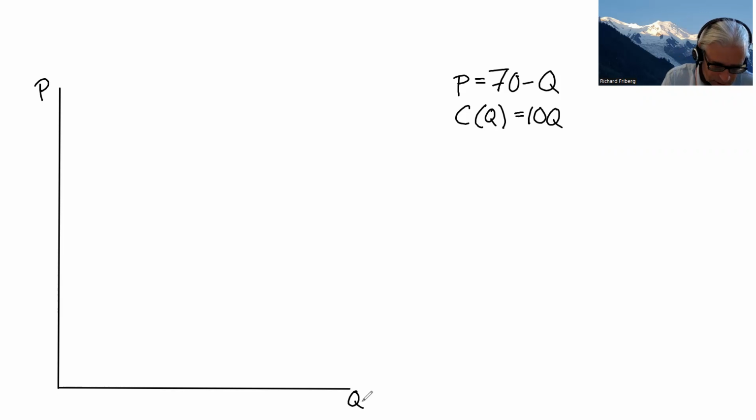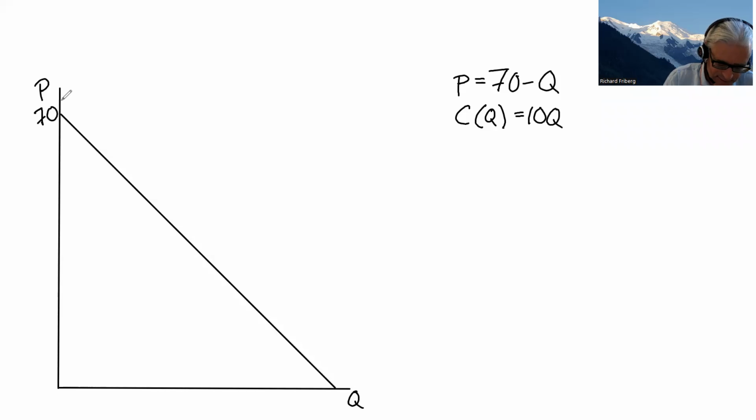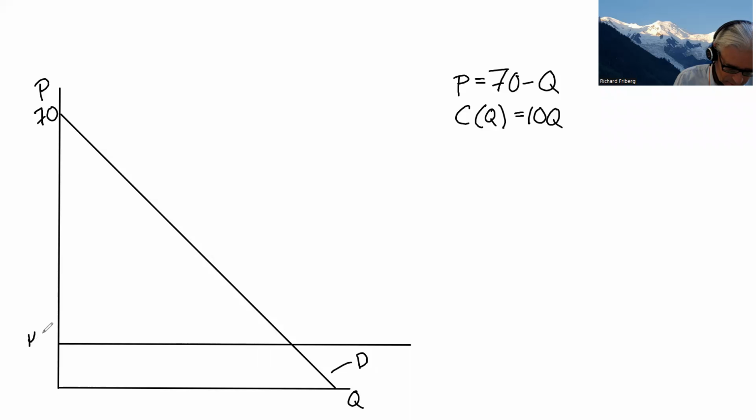So we could draw that demand curve, like so. So 70, and this is demand. We could also draw the marginal cost curve, of course, at 10. So we're writing here marginal cost like that. Okay, so just for comparison, we could look at what a monopoly would do here.